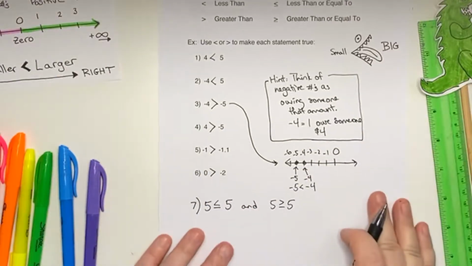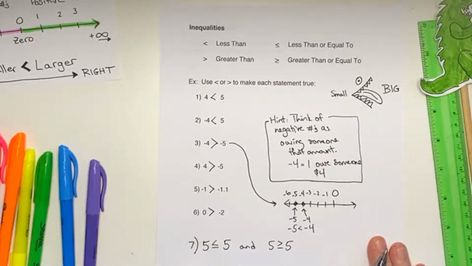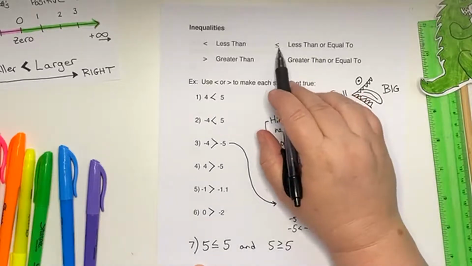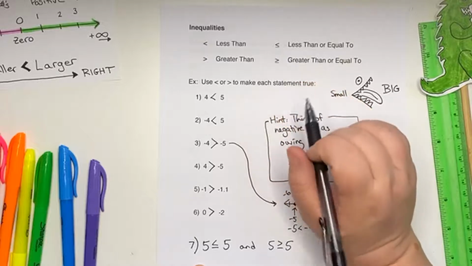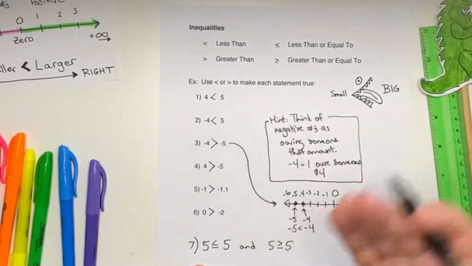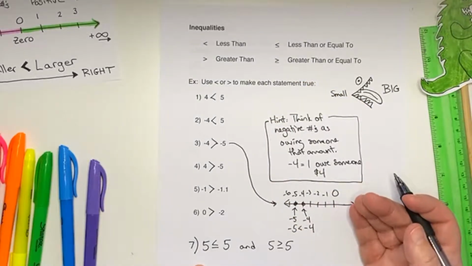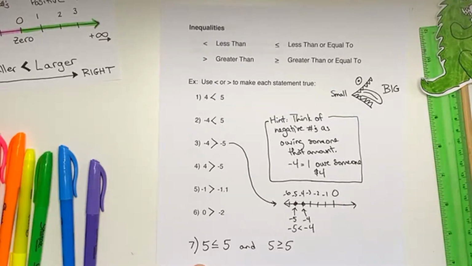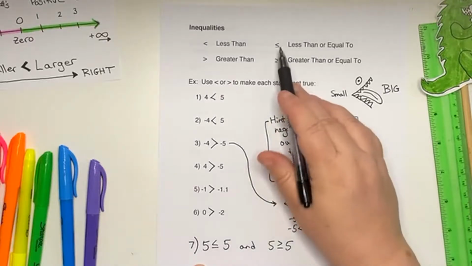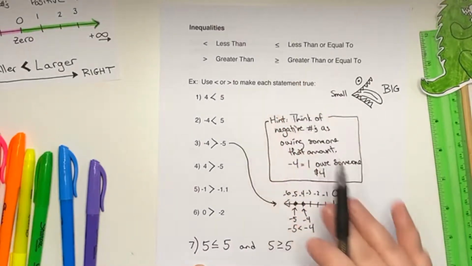What's going on here? Well, let me scroll back up here. If you put the little line underneath, you're allowing for equal to. This is really useful because sometimes you don't want something just to be strictly smaller. You want to include everything up to and including that number. So you put the equals in to give it a little extra oomph.